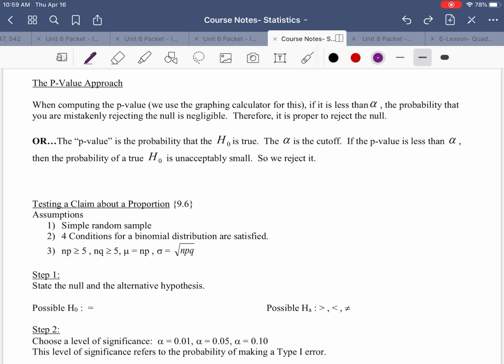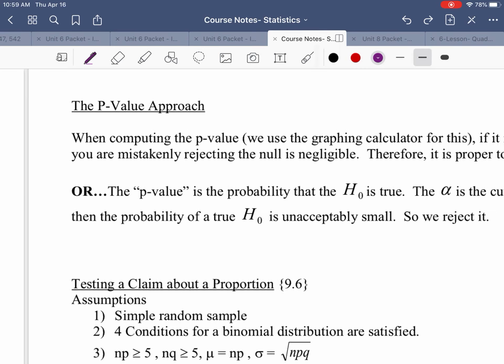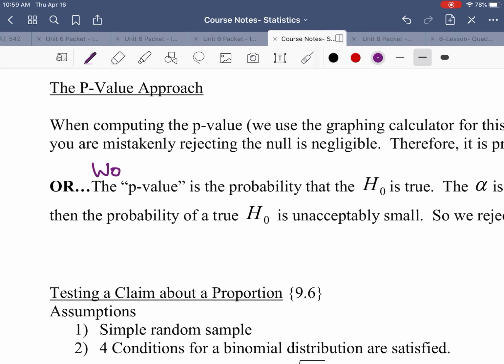I mean, it's really not, but it's a nice way of intellectualizing it. Alpha is a cutoff. If the p-value is less than alpha, then the probability of H sub 0, the null, being true is unacceptably small, so we reject it. That's not precisely an accurate definition, but a lot of people just go with that as a working definition. So that's what I'll say here.